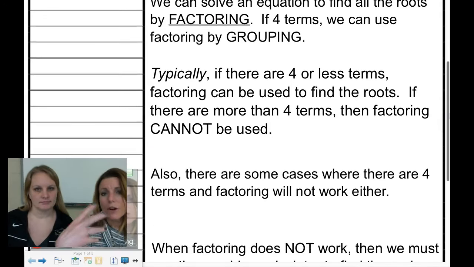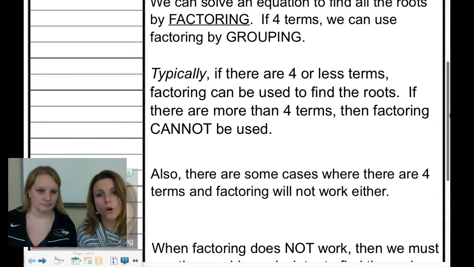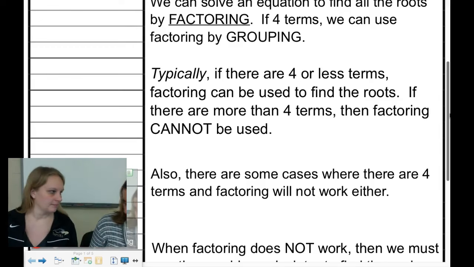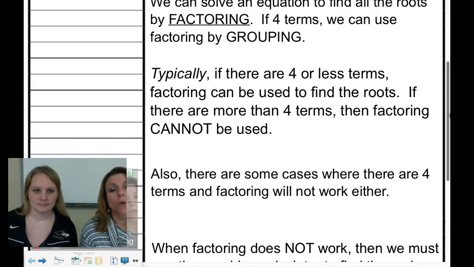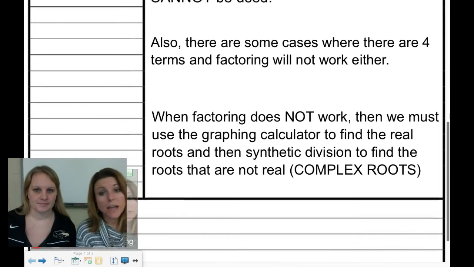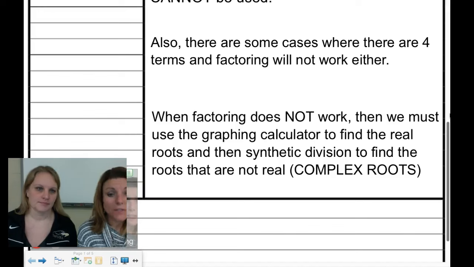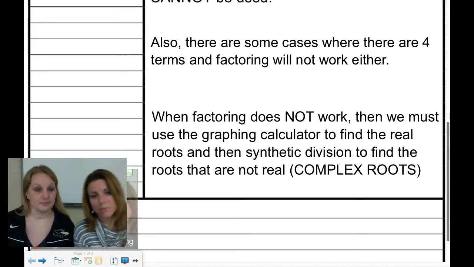Typically, the majority of the time there are going to be 4 or fewer terms, which means you can factor it. What we're going to run into in this lesson is times where the polynomial has more than 4 terms. That means factoring will not work. So when factoring does not work, we are going to have to use the graphing calculator to find the real roots, and then synthetic division to find the roots that are not real, which are called complex roots.